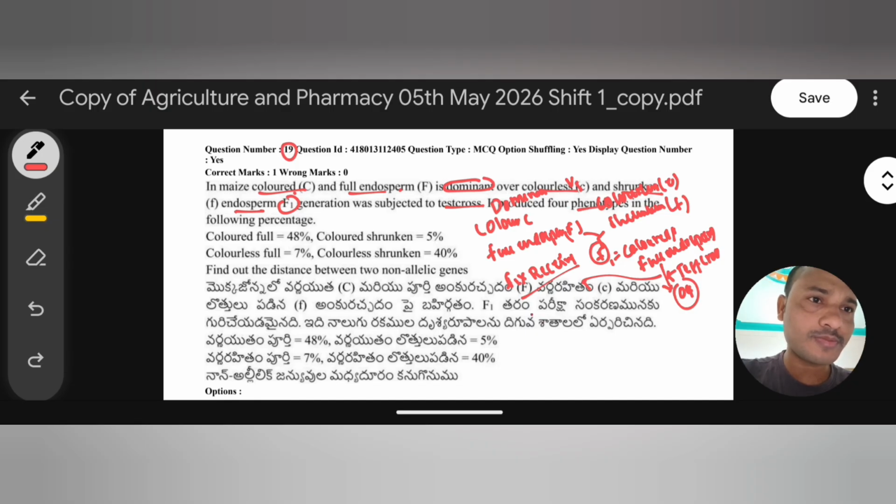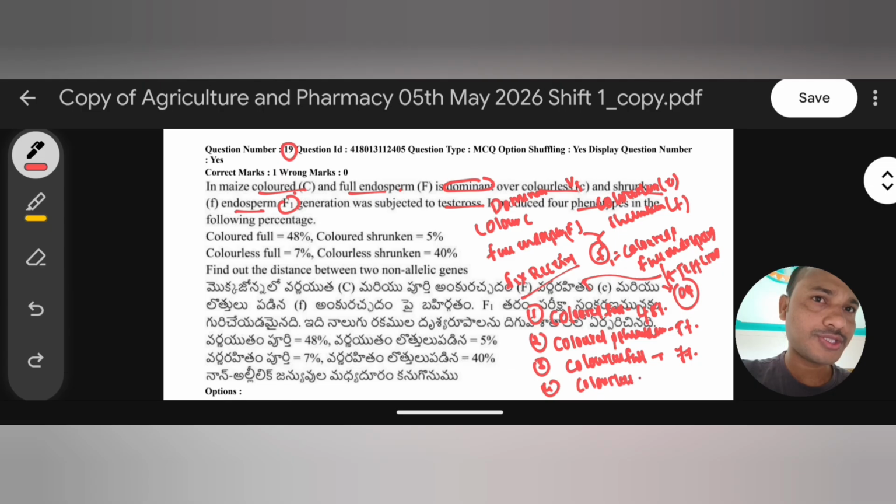So what are the phenotypes being produced? The first one, colored full maize, produces 48%. The second one, colored shrunken endosperm, is 5%. The third one, colorless but full endosperm, is 7%. And the fourth one, colorless shrunken, was produced 40%. So these are the given data. What we have to do is find out the distance between genes, between two non-allelic genes.